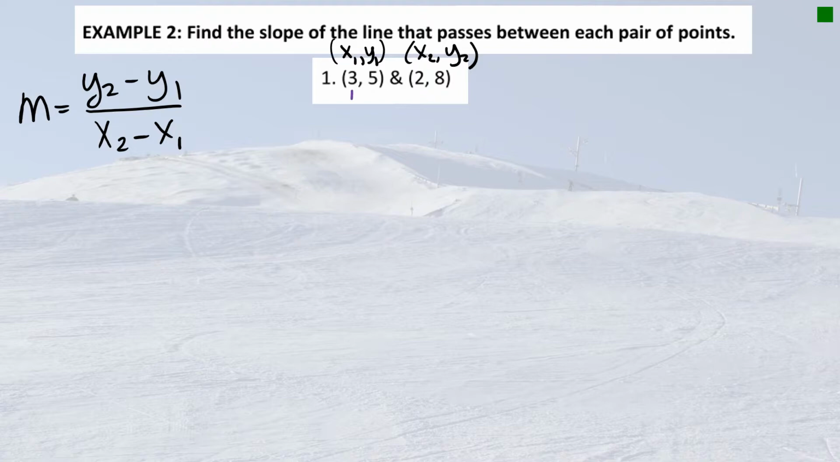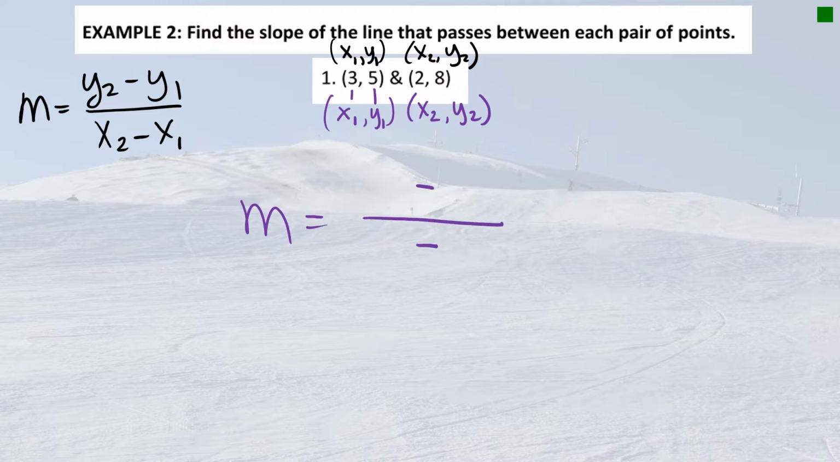So this 3 right here is my x1, the 5 is my y1, because it's the first ordered pair. And my 2 is my x2, and my 8 is my y2, because that's the second ordered pair. Okay? So to find my slope, I just use this formula. So that's how I set it up. I need my y2. Well, here's y2 over here, so that's the 8. And then it says subtract the y1. Well, the y1 is right here, which is the 5. So I have 8 minus 5.